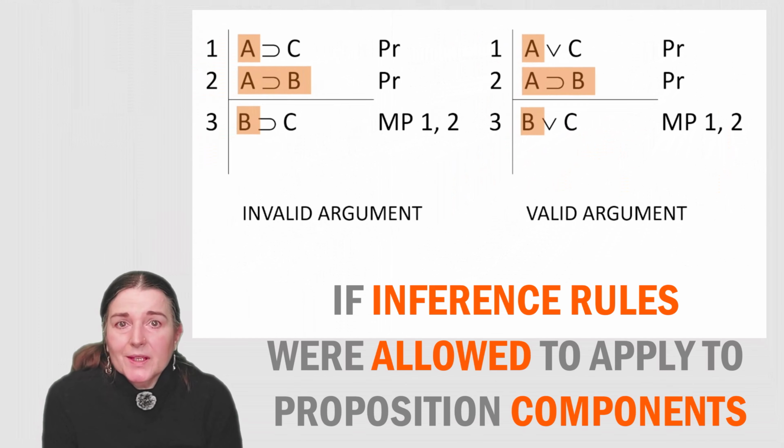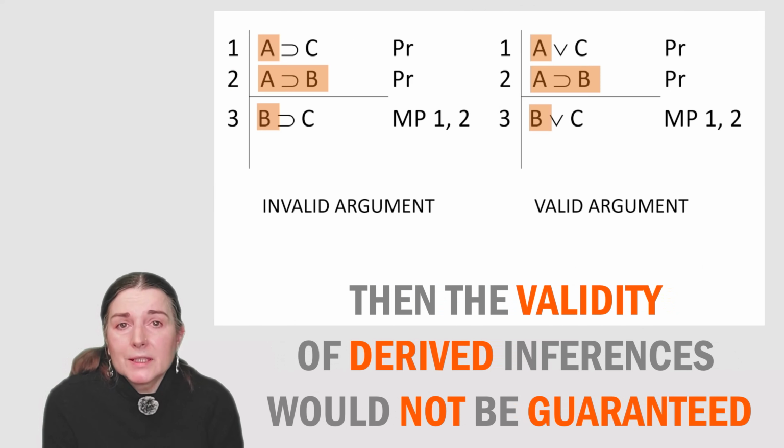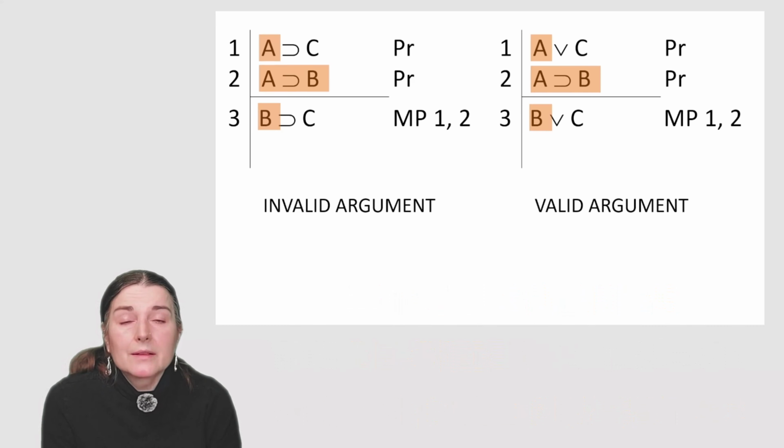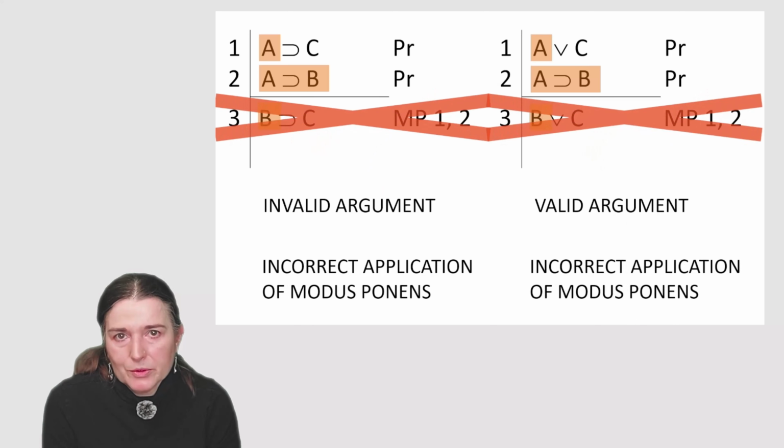To repeat, if inference rules were allowed to apply to components, the validity of the arguments thus derived would not be guaranteed. This is why it's always incorrect to apply inference rules to components. Mind you, there are so-called replacement rules that can be applied to components of propositions, but inference rules can't.